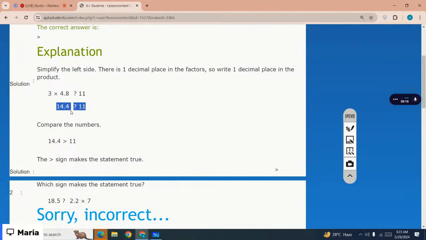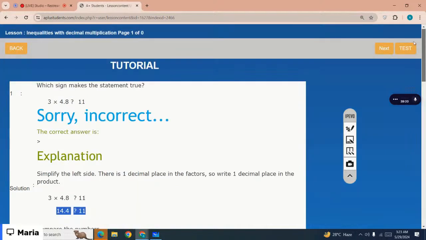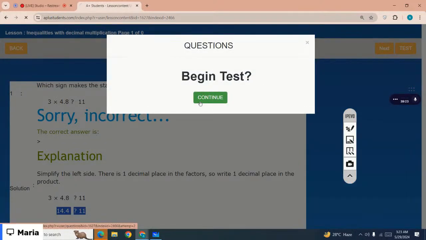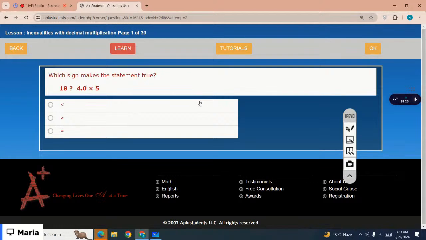Let's just start with the test questions. You have to compare 18 to 4.0 times 5. So 4.0 times 5 is 20. So 18 is less than 20. The correct option is less. Got it? 5 times 4 is 20, so 18 is less than 20. The correct option is less. Option number 1 is the correct option, right?